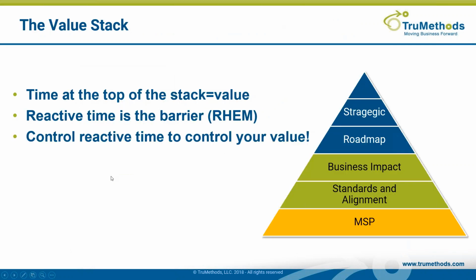So just to recap, what you're going to learn is the percentage of your available technical resources that are spent at the top of the stack is what equates to value. Reactive time is the barrier, and we have a term you're going to learn called reactive hours per endpoint per month. It's a measurement we're going to give you that tells you a lot about your company, and if you can control that reactive time, you can control your value, and everything starts to change. So that gives everybody a little bit of overview, and we're ready to start getting into some of the detail in the next lesson, Bob. Yeah, good, good.